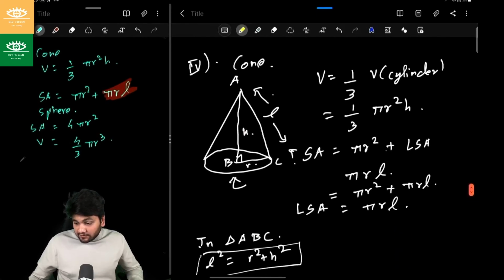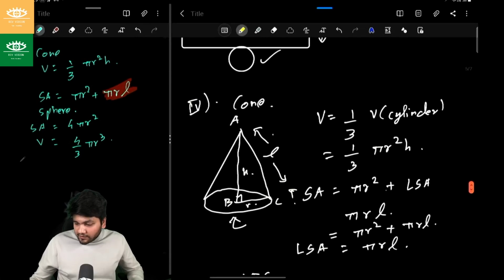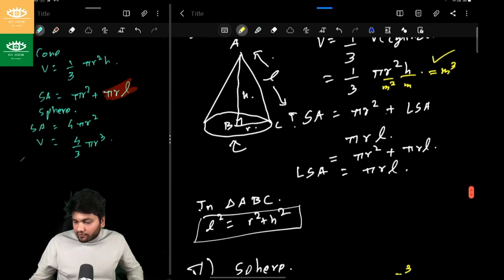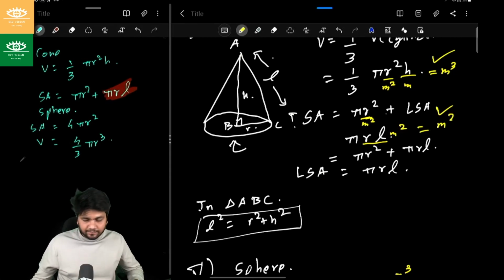Here it is very important. Cone, if we are talking about volume, it is meter cube. Radius square is in meter square, height is in meter, so at the end I'm getting meter cube. That's why my answer is right. If I talk about surface area, be it lateral or total surface area, pi r square is in meter square, and pi r l is also in meter square, plus meter square, which will give me meter square eventually. That's why my answer is right.